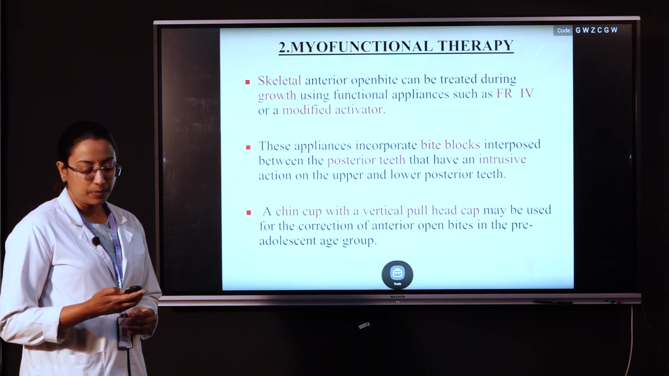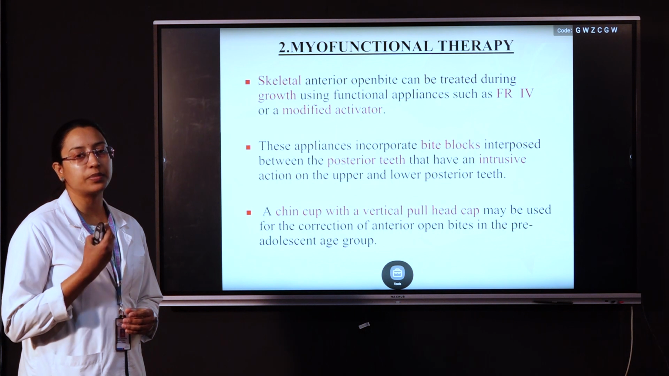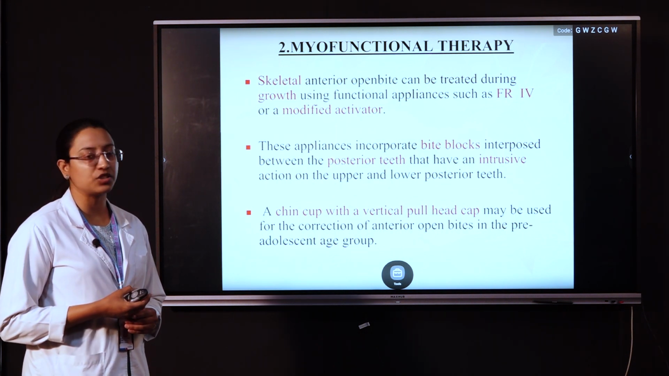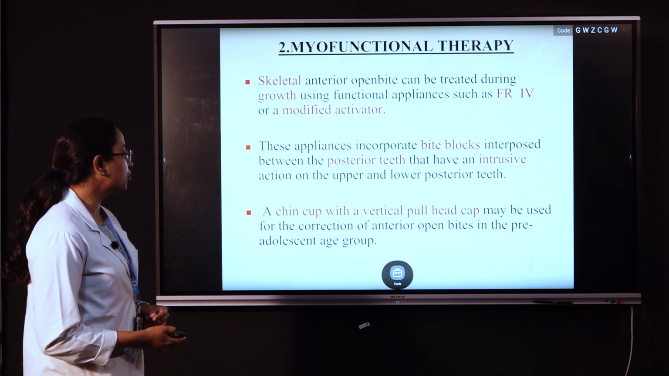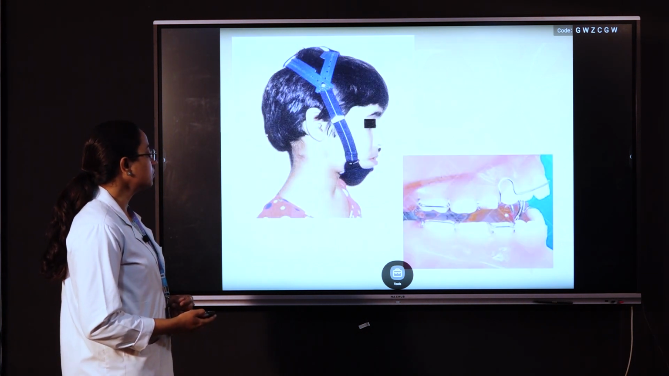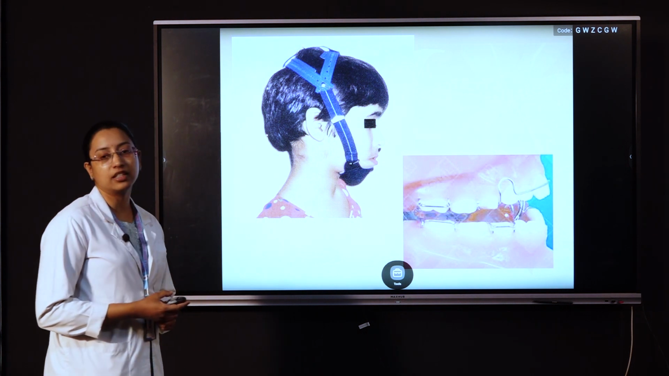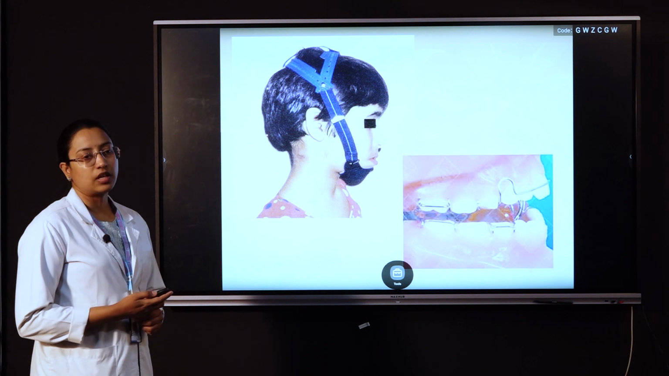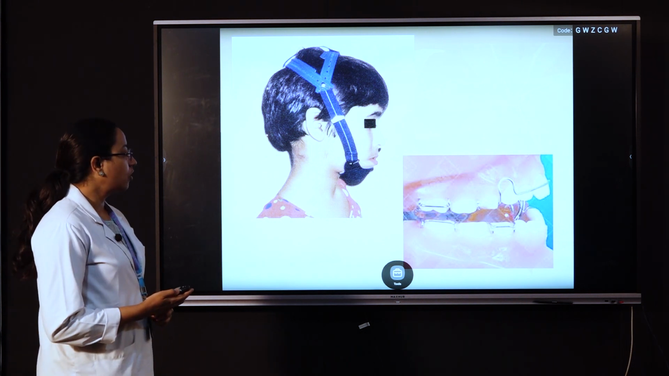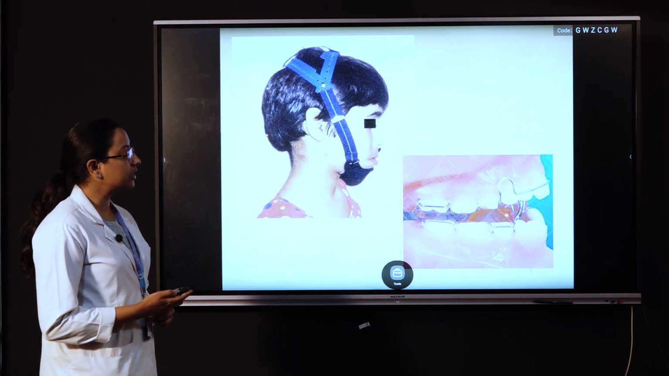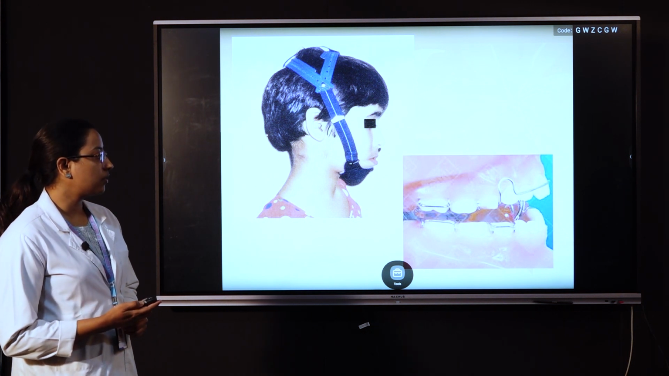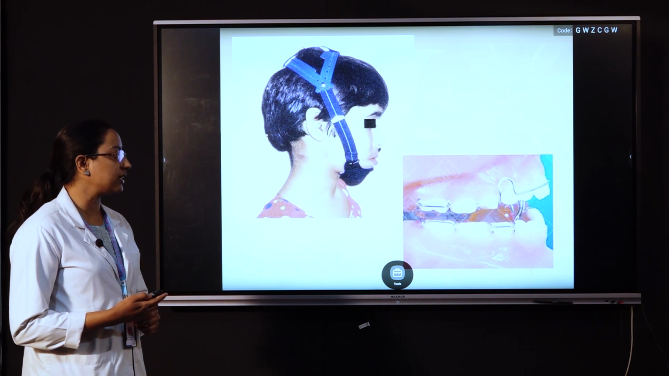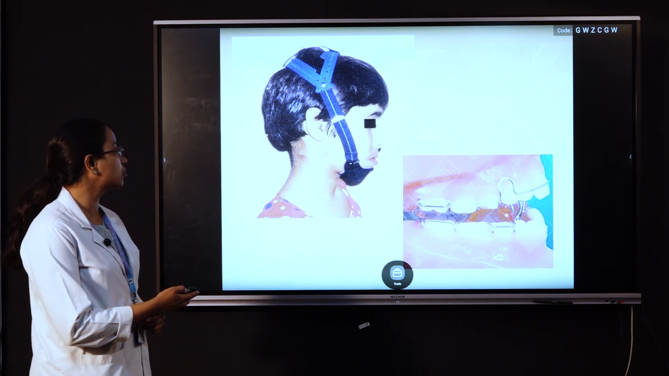Also we can give a chin cup, which is placed near the chin. So this gives an intrusive kind of force in the anterior region, again helping with the correction of anterior open bite. So here we can see the child is wearing a chin cup appliance, which has an upward directed force. Also in the second picture we can see that the bite blocks of the activator appliance are placed in between the upper and lower posterior teeth. So these give an intrusive force on the posterior teeth.